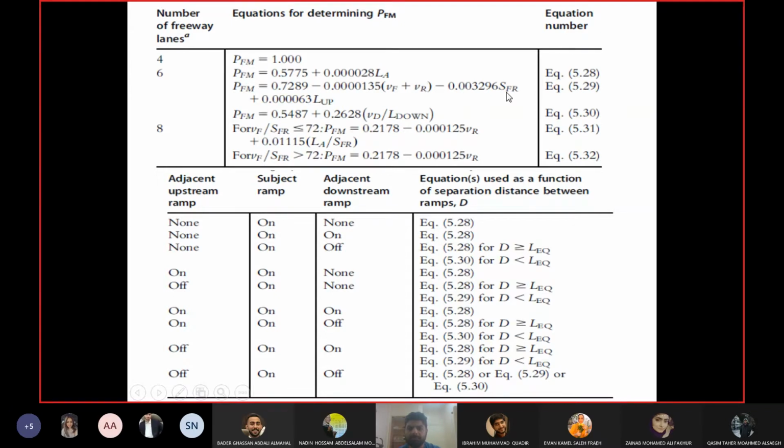SFR stands for the speed from freeway to ramp, okay, and L up means the distance from any upstream ramp, okay, and L down means the distance from any downstream ramp, okay. Now upstream and downstream means what? Does somebody know what upstream and downstream mean?